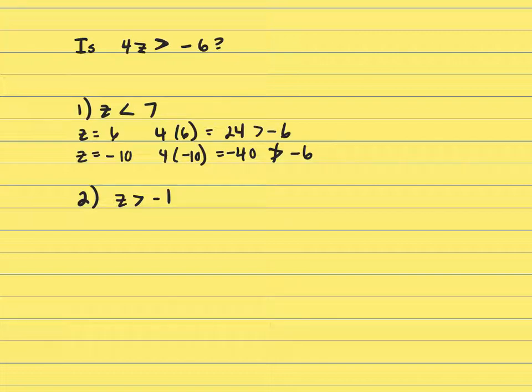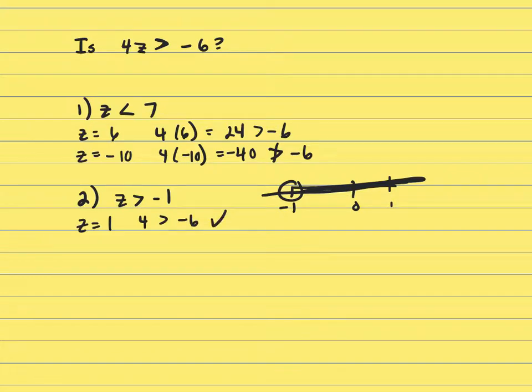All right, what if z is greater than negative 1? We have to worry about all of these numbers here, right? And if I let z be 1, I get 4 is greater than negative 6. That's true. So any of the positive numbers and 0 will also work because 0 is greater than negative 6. All of these numbers are going to work.